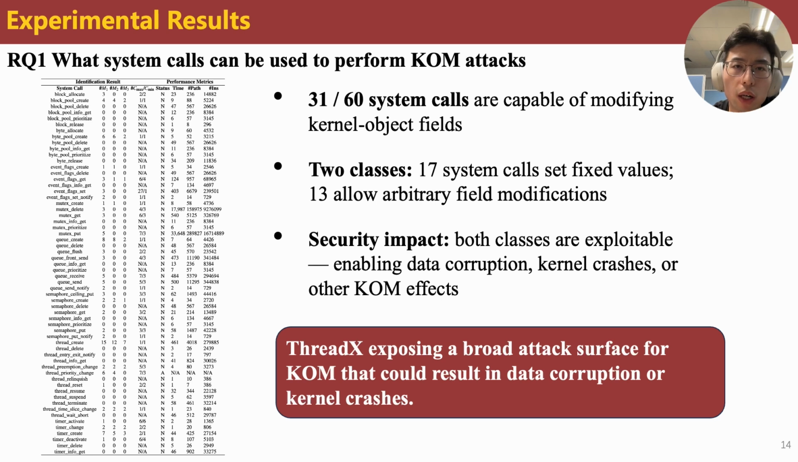Now, we have covered all our methods. We move on to the experiments. Our first research question was, what system calls can be used to perform COM attacks? We found 31 out of 60 system calls can modify kernel object fields, while 70 can set fixed values, and 30 allow parameter-driven arbitrary modifications. Both categories are exploitable, leading to data corruption or kernel crashes. And this shows that ThreadX exposes a broad attack surface for COM attacks.